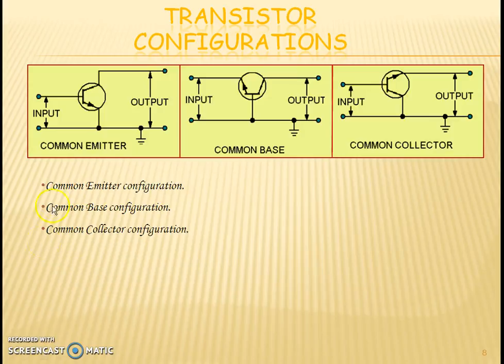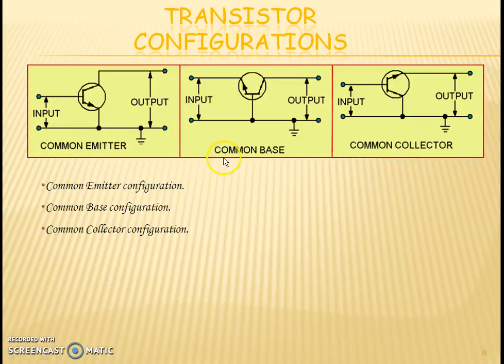Now what is common emitter configuration? As you can see from the figure, in common emitter configuration, the emitter terminal of the transistor is made common to both input and output. The input is applied between the base and emitter, and the output is obtained between the collector and emitter. This configuration is widely used for many applications like amplifiers, switching circuits, etc.